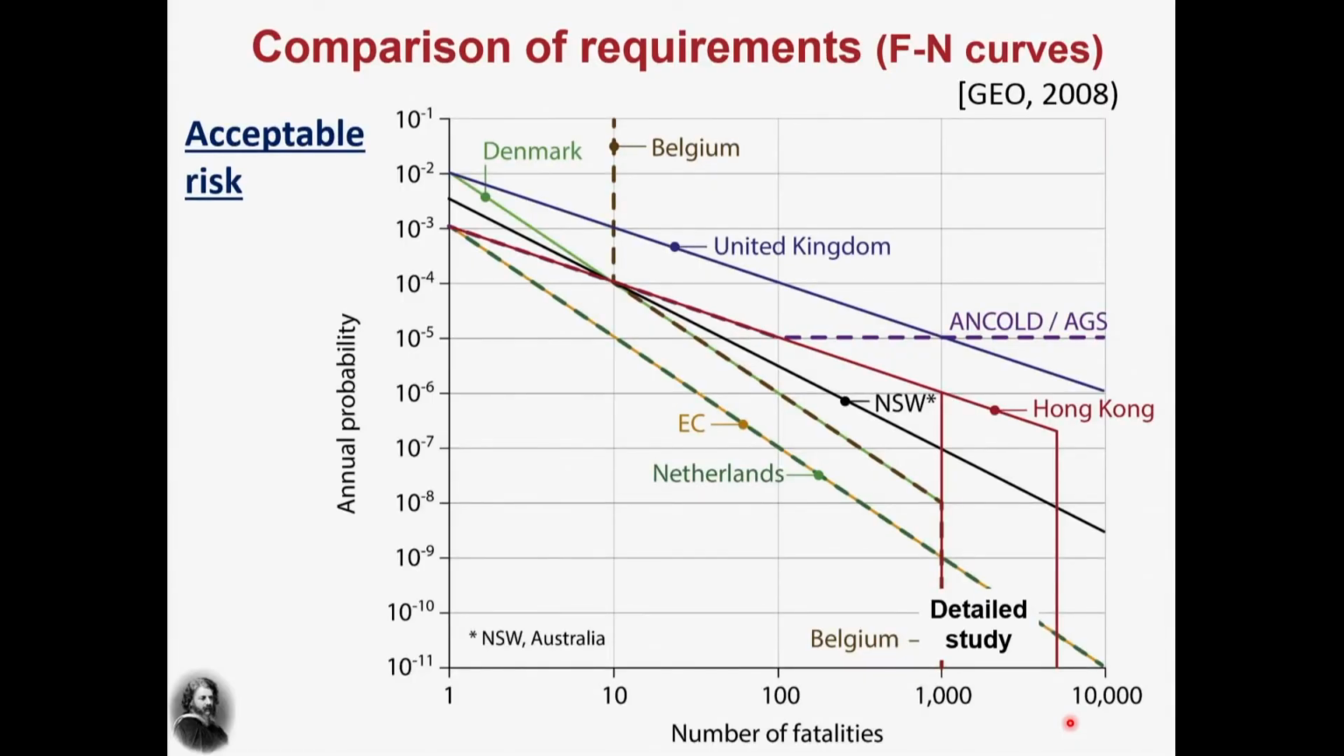The third aspect is getting a value of acceptable risk. So I'm just showing here the comparison of the requirements in terms of FN curve, the same curve we've seen before, from different countries.